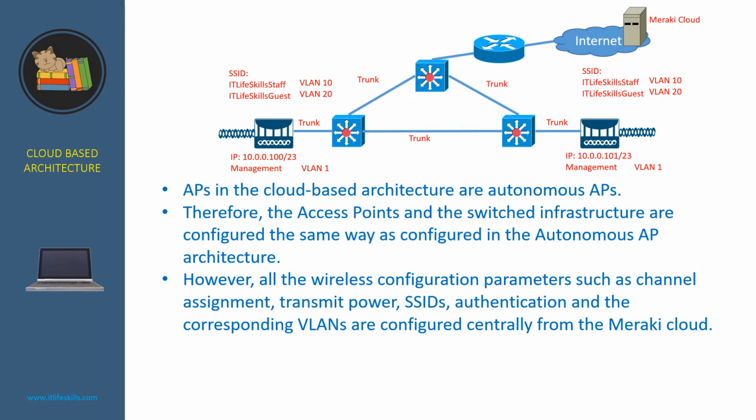Let's now move on to cloud-based architecture. APs in the cloud-based architecture are autonomous APs. Therefore, the access points and the switch infrastructure are configured the same way as in the autonomous AP architecture. However, all the wireless configuration parameters such as channel assignment, transmit power, SSIDs, authentication, and the corresponding VLANs are configured centrally from the Meraki cloud server.